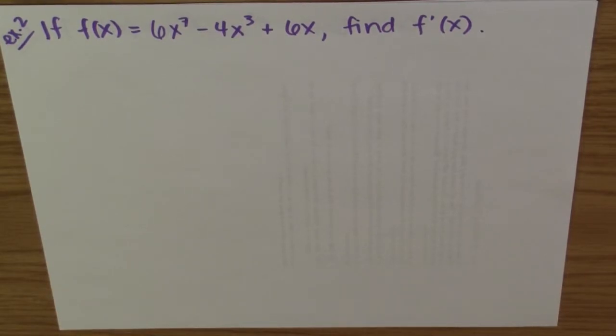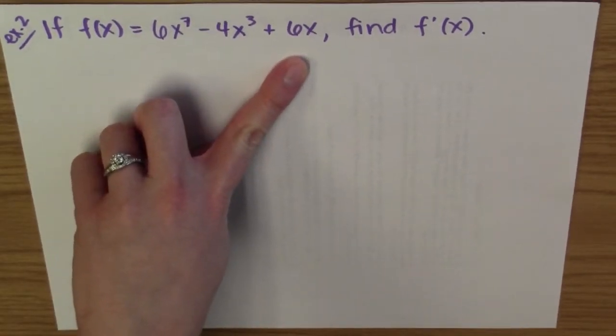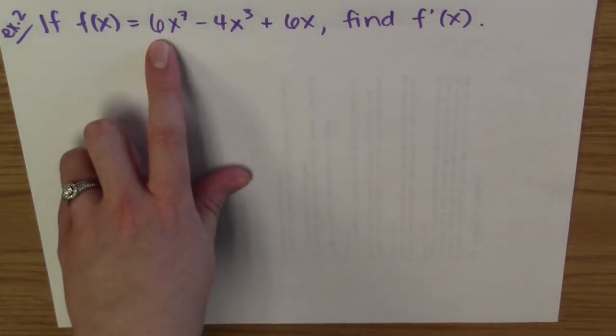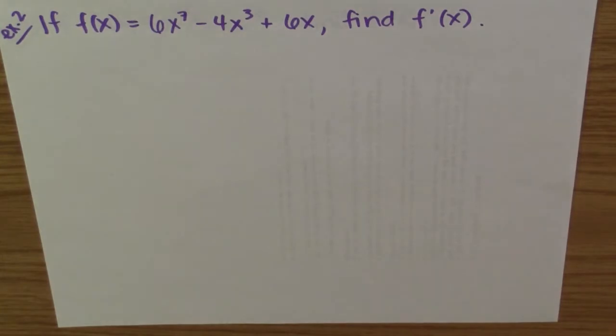This function is still a polynomial, so I'm still feeling pretty good about myself, and this time I'm going to shorten the explanation a little bit because I don't need to write all of those steps every time. I still know that I can take the derivative of each of these terms individually and add them together. And I also know that I factor out the constant on the front of each term.